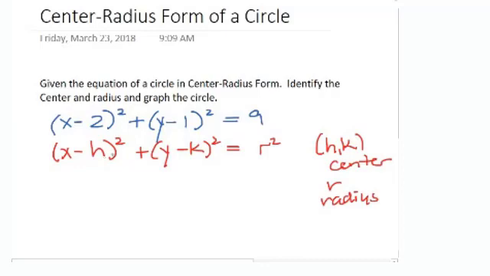So let's start by identifying the radius. Since this is a circle in center radius form, in other words, because it fits the pattern here, we know that it's a circle. And on the end here, this number 9 is r squared. So if r squared is 9, that must mean that r is plus or minus the square root of 9, but a radius is always positive. So we're just going to have the positive square root of 9, which is 3. The way we find the radius when we have an equation in this form is we just take the square root of that number on the right.